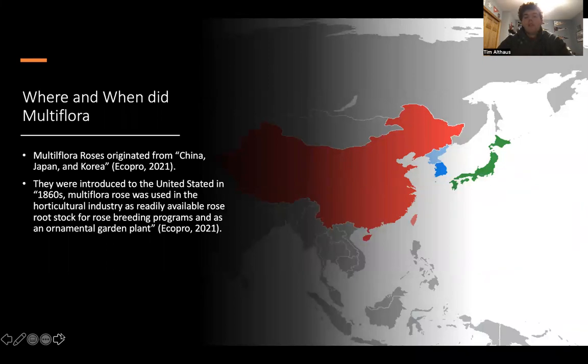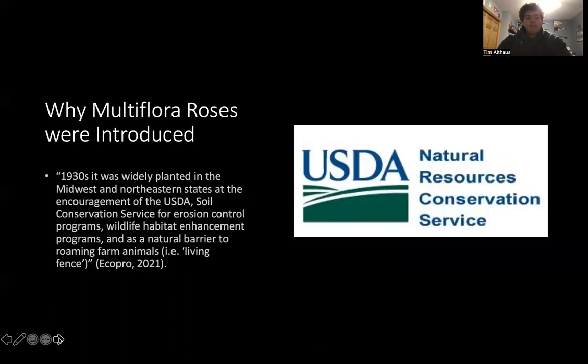Where and when did the multiflora rose originate? It originated in Asia, from Japan, China, and the Korean areas. They were introduced in the United States in the 1800s. They were used because they were readily available and very easy to plant, for ornamental gardens.